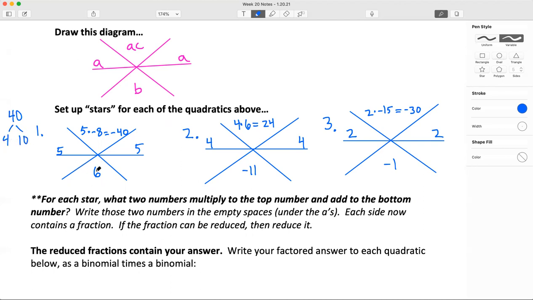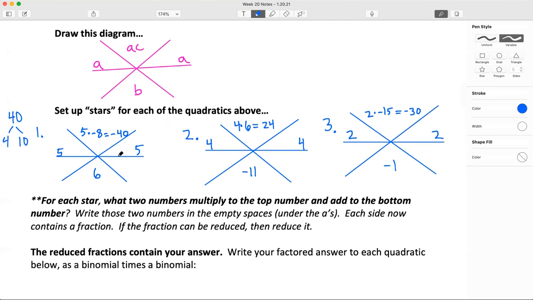Now, in order to get a positive 6, which one has to be negative? That is definitely the 4. The 4 has to be negative. I'm running out of room over there. Okay, so our 2 numbers are negative 4 and positive 10. And where are we going to write those but right down here and right here? It doesn't matter where you write either of them. You can put the negative 4 here or here, and the 10 there or there. It doesn't matter. So I'll put negative 4 here and 10 here. Could have done it the other way. It doesn't matter.